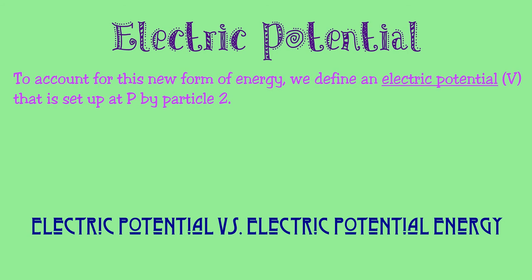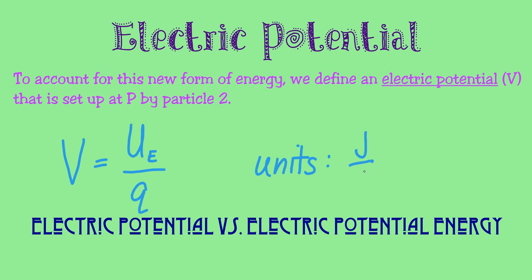An electric potential is a concept that we use to account for this new form of energy. And so we'll say that the electric potential, or V, can be expressed as the potential energy of a particle divided by the charge of that particle. It has units of joules per coulomb, since energy is measured in joules and charge is measured in coulombs, which we call a volt.